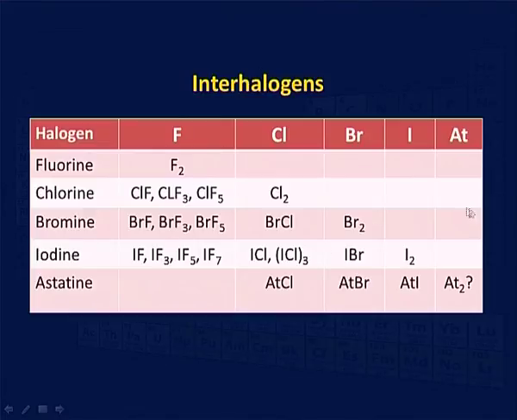The rest are not formed, meaning compounds of fluorine with bromine, iodine and astatine, or chlorine with bromine, iodine and astatine, have not been seen. Similarly, bromine does not form interhalogens with iodine and astatine. Iodine and astatine have very little possibility of forming interhalogens.